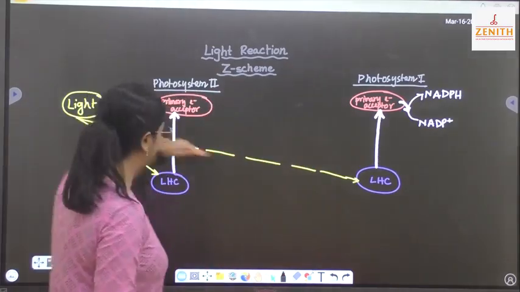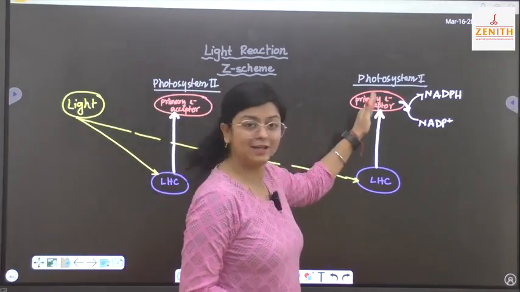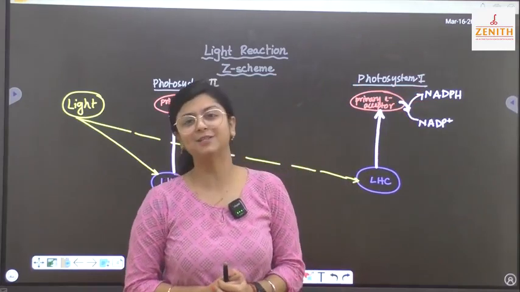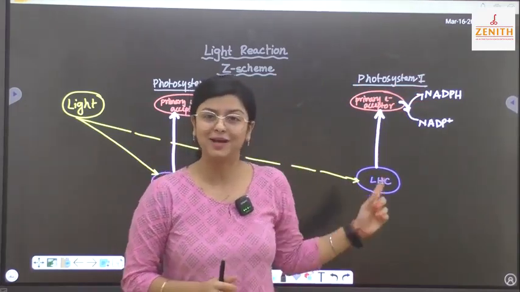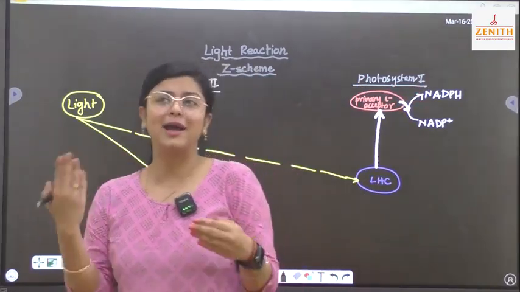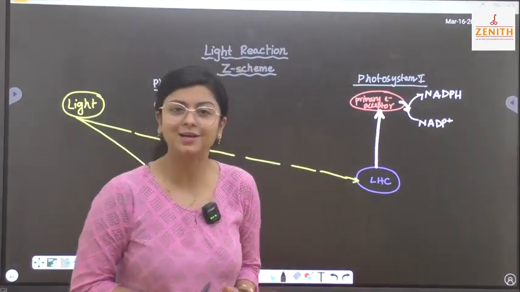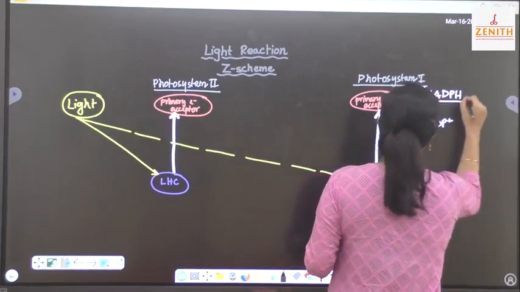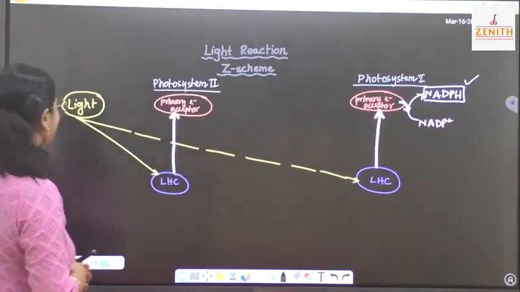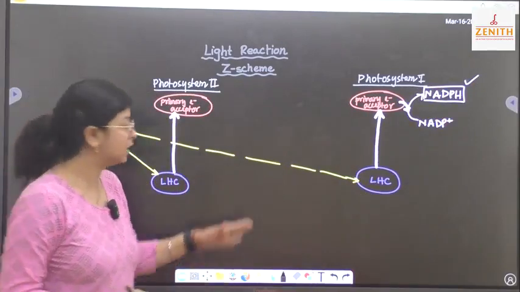So here light ray falls, it releases the electron. This electron is used to make NADPH from the NADP plus. We know it is reduction because here it is the addition of electron or addition of hydrogen, which is known as a reduction. So we got our first product, that is NADPH.